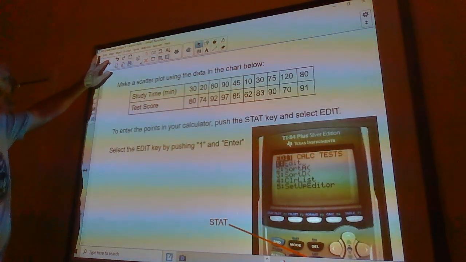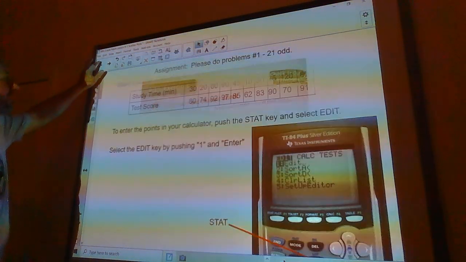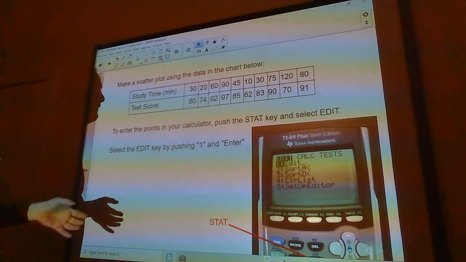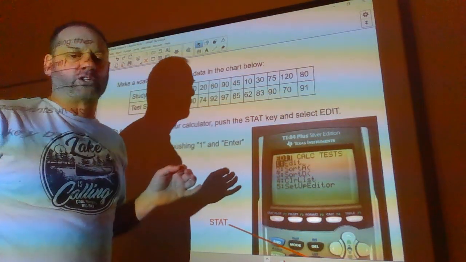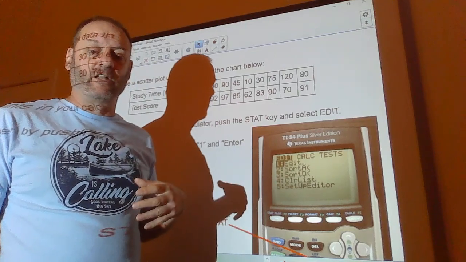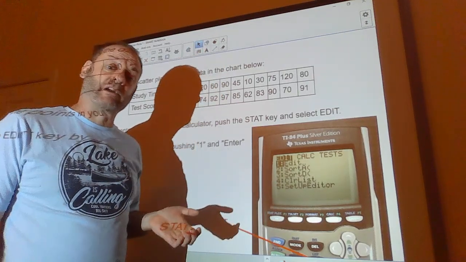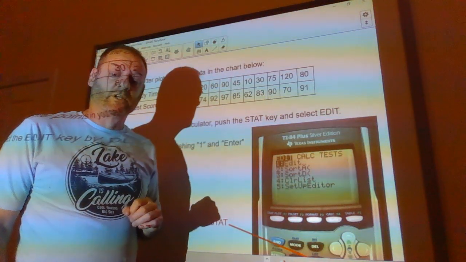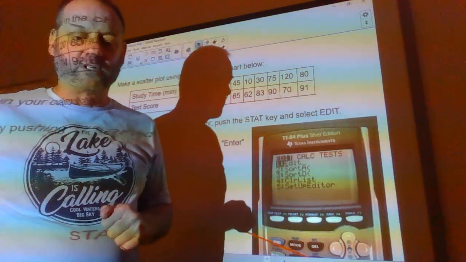I feel like I missed something. We'll go back and do some other things with how to create that. But today I just want you to be able to create a scatter plot. And that's kind of a lot of learning to do, especially on a graphing calculator for the first time. So good luck with that, and I'll talk to you guys next time.